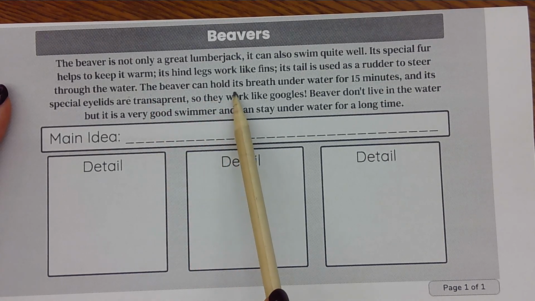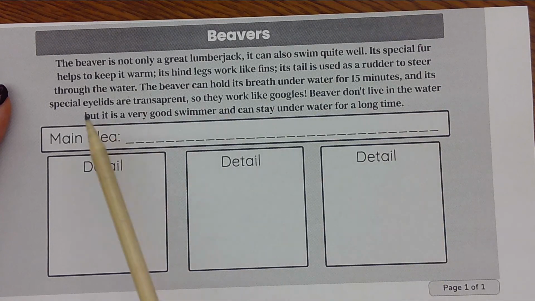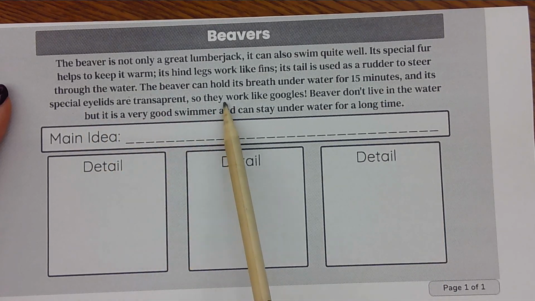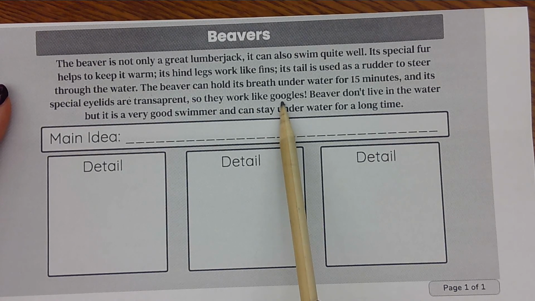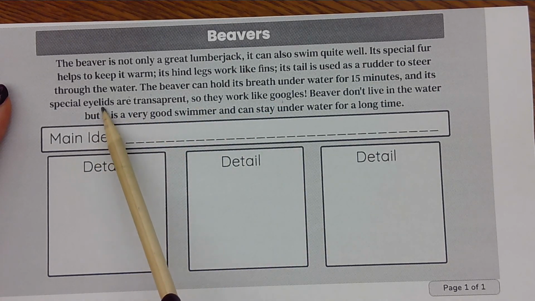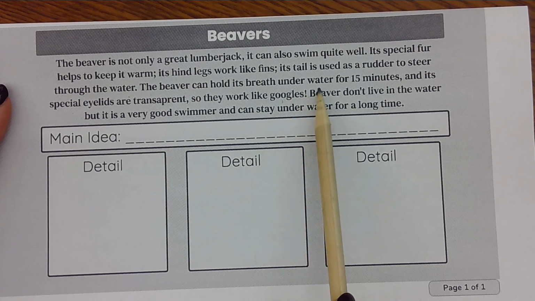The beaver can hold its breath underwater for 15 minutes, and its special eyelids are transparent, so they work like goggles. I bet some of you have goggles or a mask on when you swim. And when you have your goggles on, you can open your eyes and see. So I'm thinking that when they have their eyes closed, their eyelids are like their goggles, so they can see underwater.